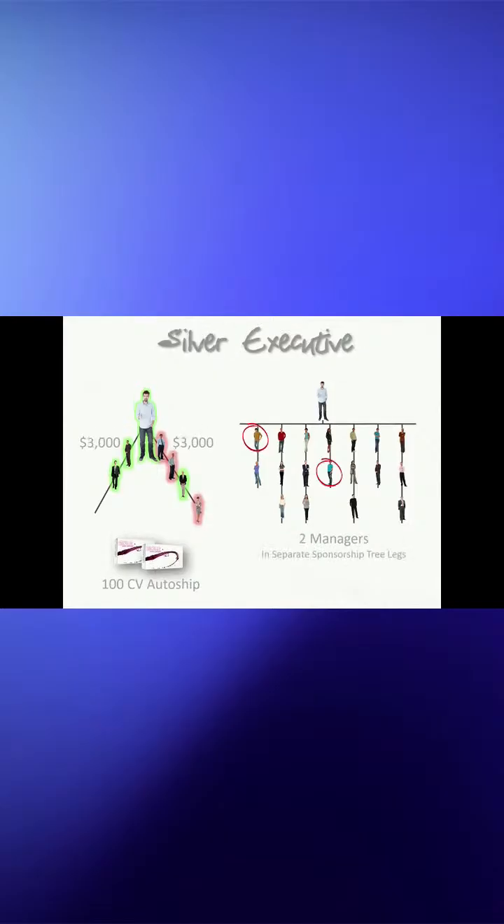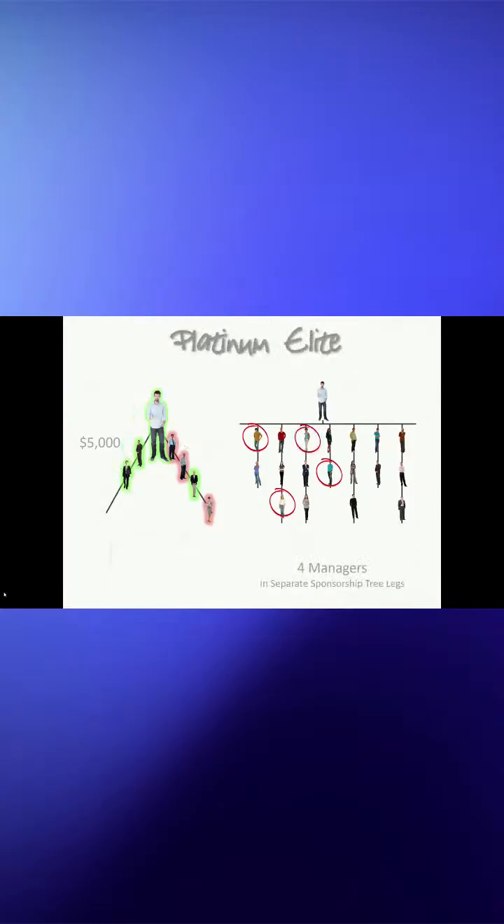Silver executive. Now you need 2 managers and they have to come from 2 separate enrollment tree legs. They can't each come from the same enrollment tree leg. You need 2 enrollment tree legs, and have $3,000 on the left, $3,000 on the right, $100 of commissionable volume in personal on a monthly basis. Gold executive, 5 each side, 3 managers from 3 separate enrollment tree legs, the same personal consumption.